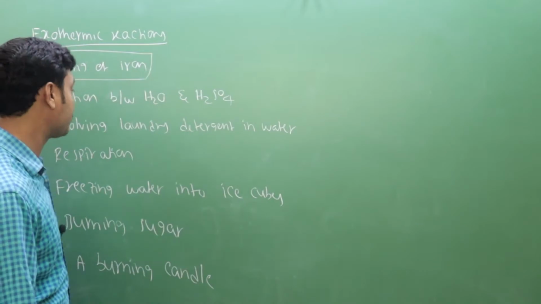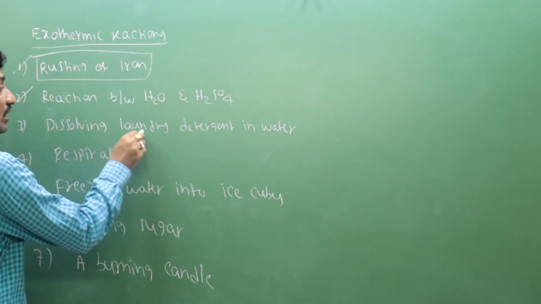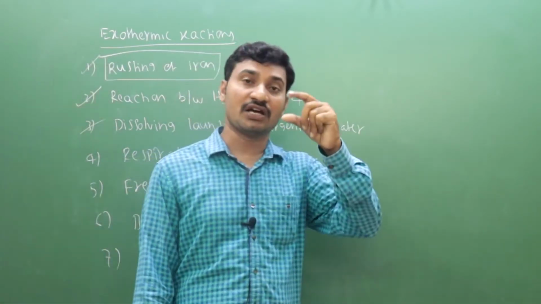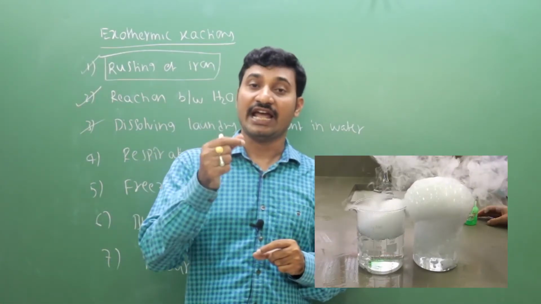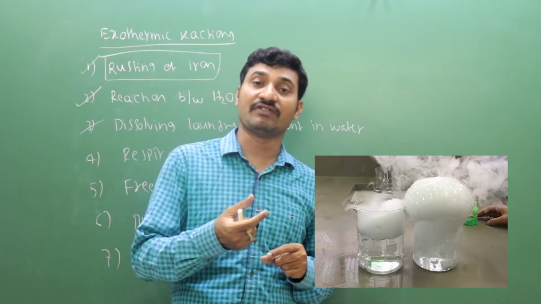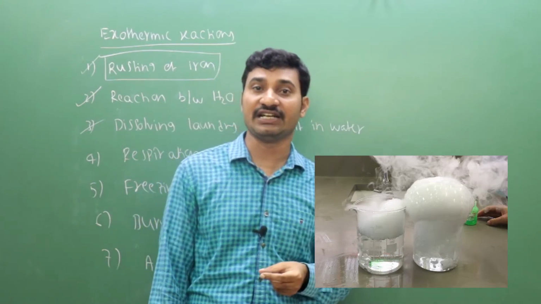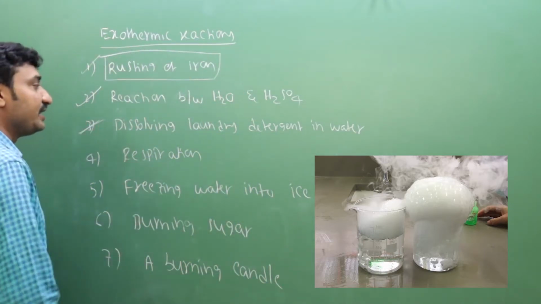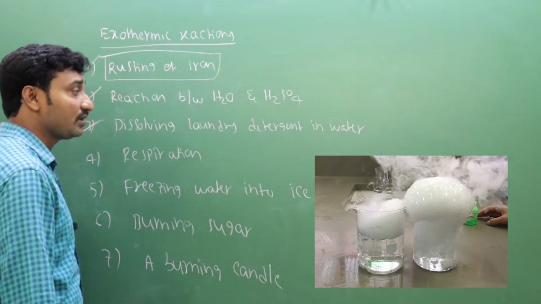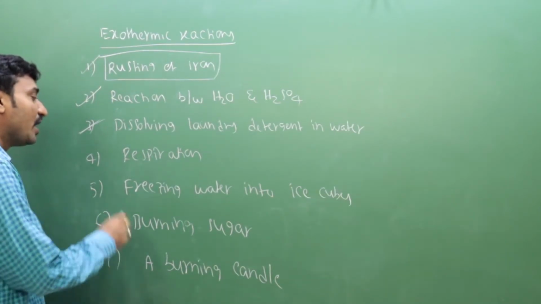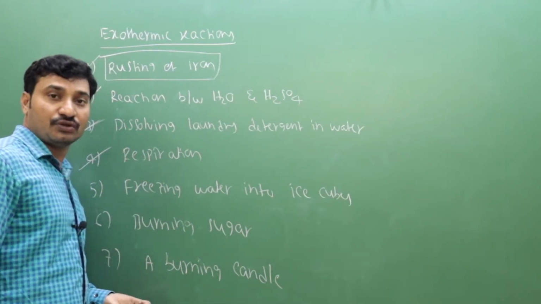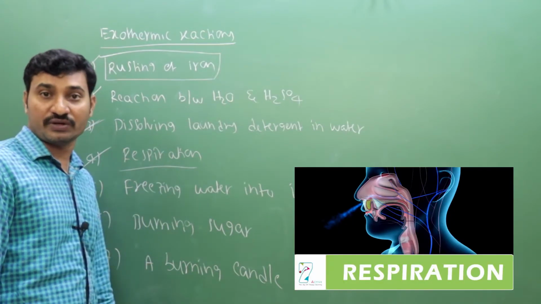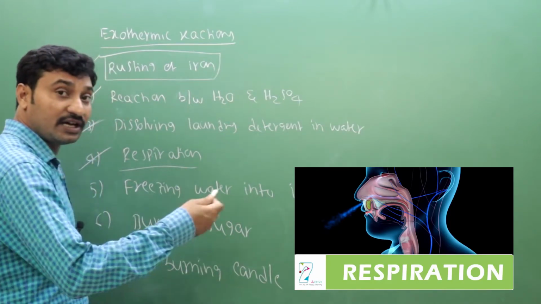So it is an exothermic process. Next one, dissolving laundry detergent in water. You can try this at home. In a glass beaker, take some water and add some detergent. Heat is evolved and the glass beaker becomes slightly warm. That means heat is evolved. So this is also an example of an exothermic reaction. Next, respiration. The respiration process is also an exothermic reaction. Heat is evolved.